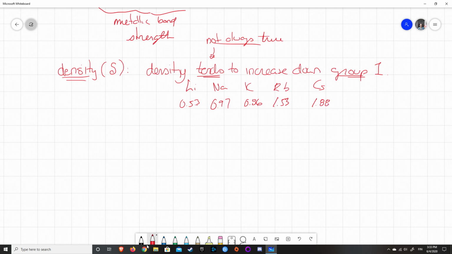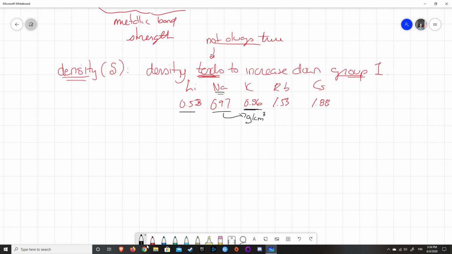So why this density increases down, and why I don't necessarily like this trend particularly, is because there are exceptions, right? We see that potassium is less dense. Grams per centimeter cubed is the unit, so it's grams per volume. This one has a lower grams per volume, but sodium is breaking the trend in this case.